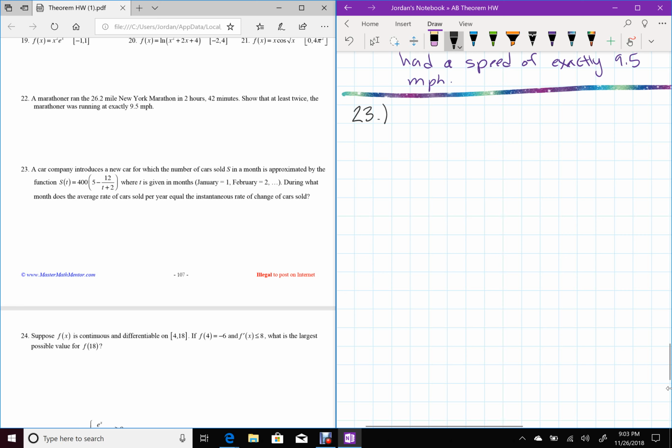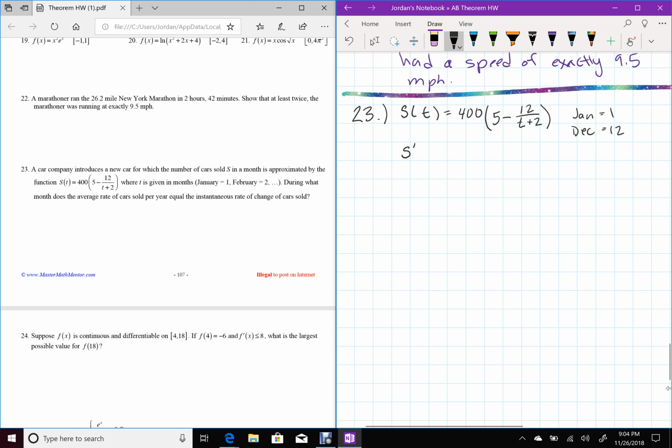So this one is saying that the car company is selling cars modeled by this function, where t is given in months. So January is 1, December is 12. It wants to know during what month is the average rate of cars sold per year equal to the instantaneous rate of change of cars sold. So this is using the mean value theorem.